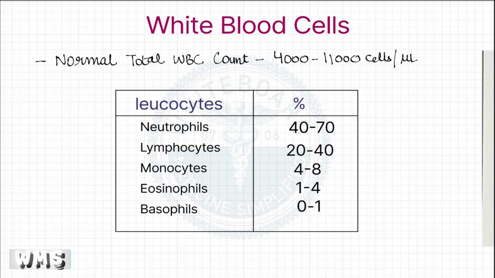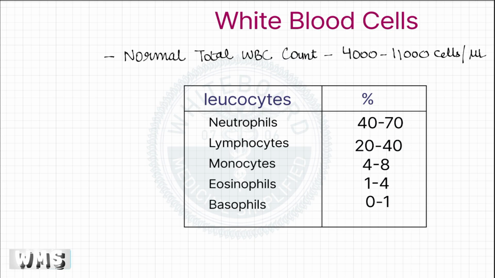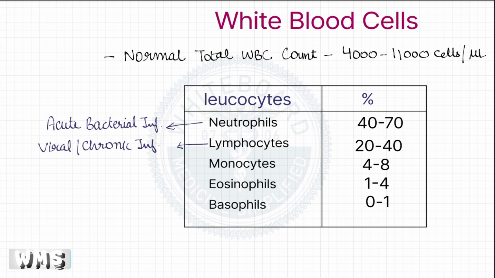Neutrophils are the first responders to bacterial infections. Increased neutrophil count is often seen in acute bacterial infection. Lymphocytes handle viral or chronic infection and create long-term immunity by making antibodies. Monocytes are the cleanup crew. They phagocytose debris, and increased monocyte count is often seen in chronic infections like TB.